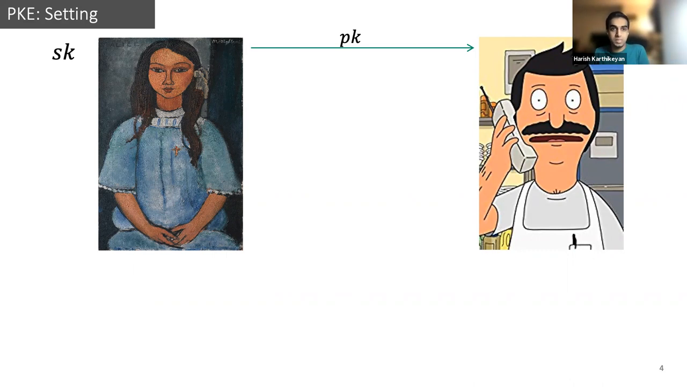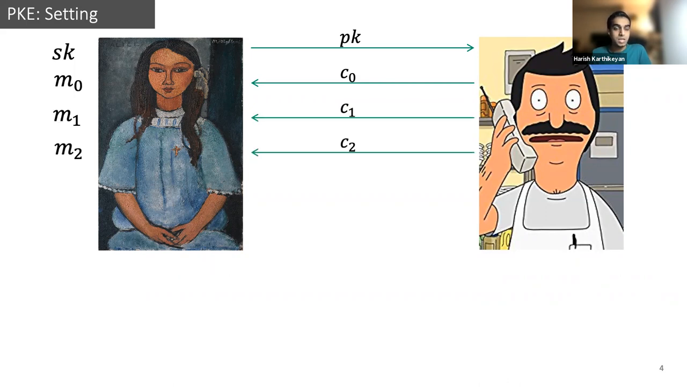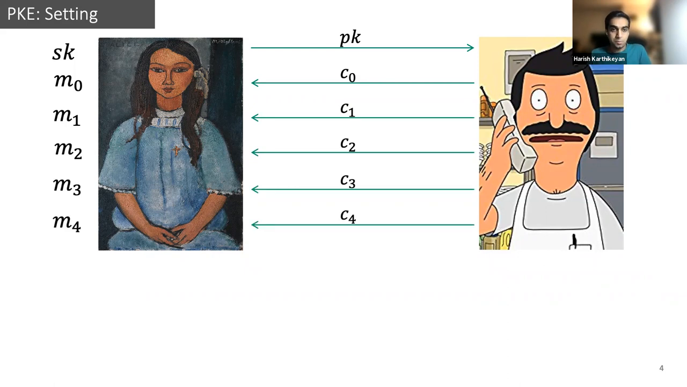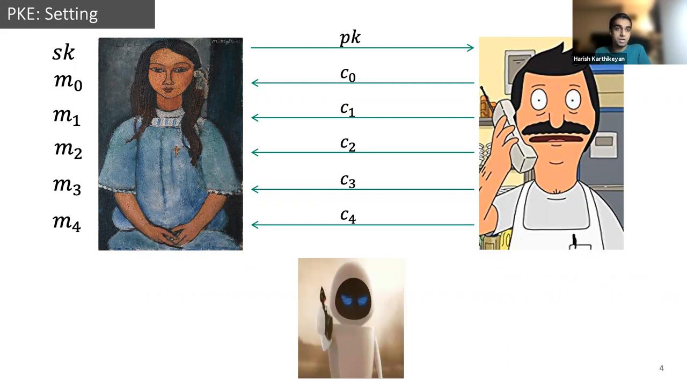Bob, with knowledge of the public key, can choose to encrypt a message with the public key to get ciphertext C0 and communicates that ciphertext to Alice. Alice, with knowledge of the secret key, is in a position to decrypt C0 and recover the underlying message M0. And Bob can do it repeatedly. At some point, we assume that there is an attack and there is an adversary who is capable of corrupting the user. And here, Eve chooses to corrupt Alice and recover the secret key.